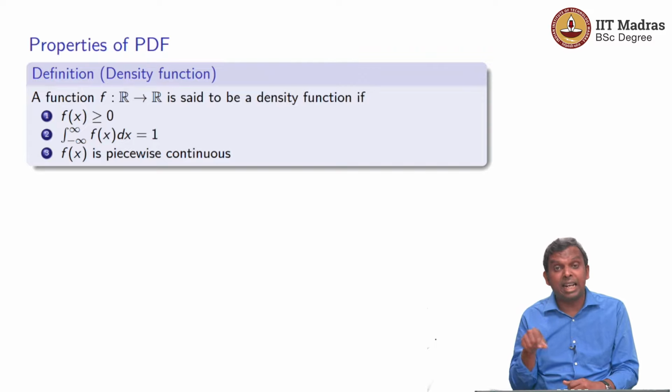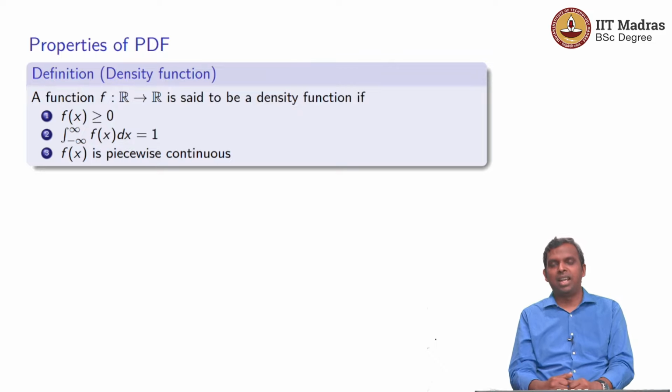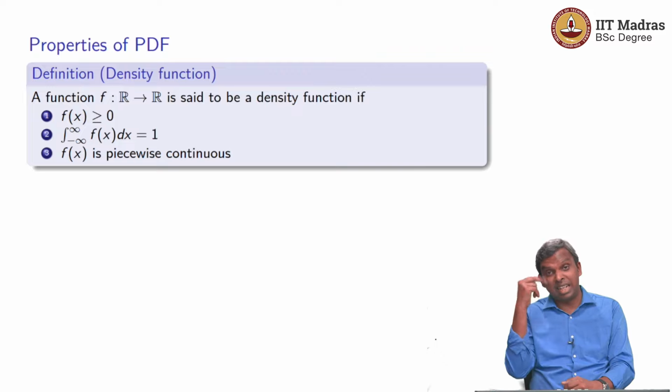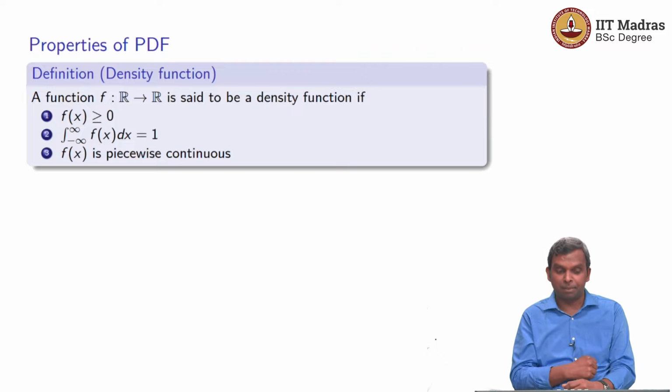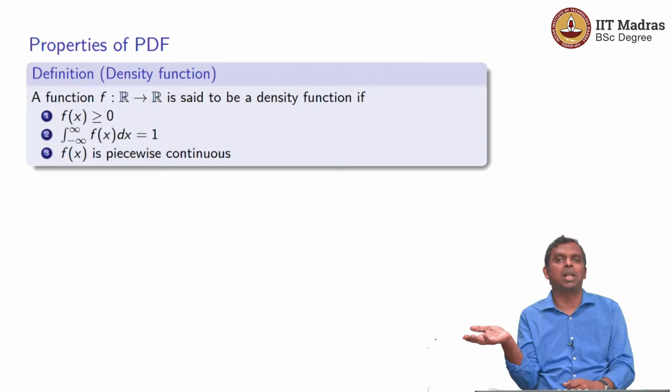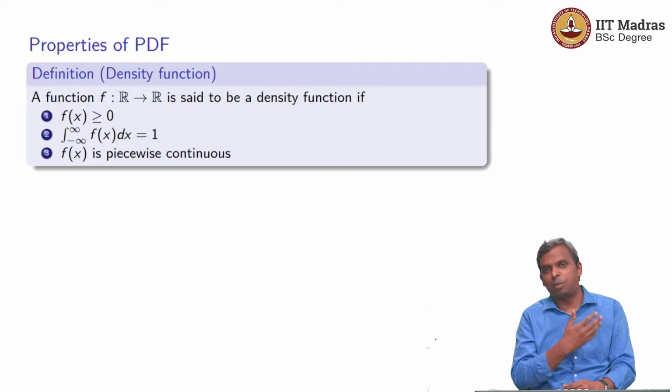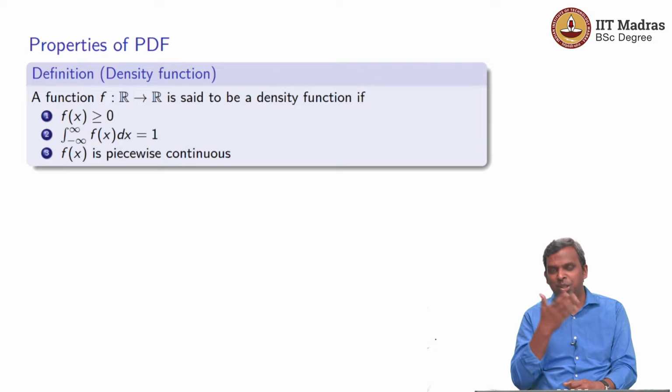If you integrate from -infinity to infinity, you should get 1. That's not very difficult to see. Why? Because the integral from -infinity to infinity of f of x, if you write it in terms of the CDF, becomes F of infinity minus F of minus infinity. That's 1 minus 0, that's 1. That's one way to think about it. The other way is that the total probability has to be 1. You integrate out all possible values that x can take, you should get 1.